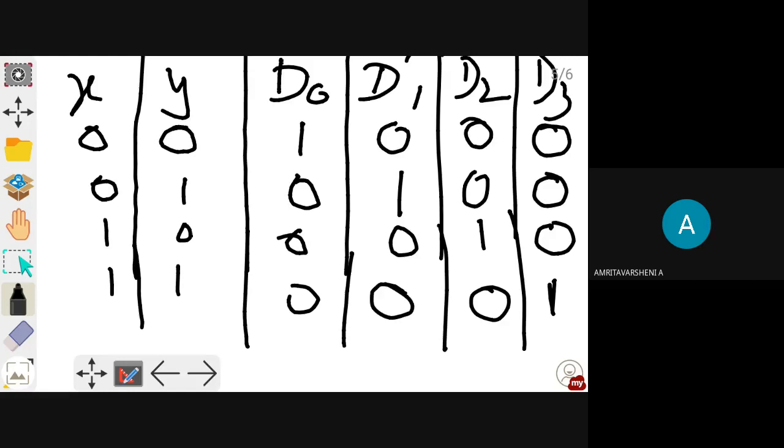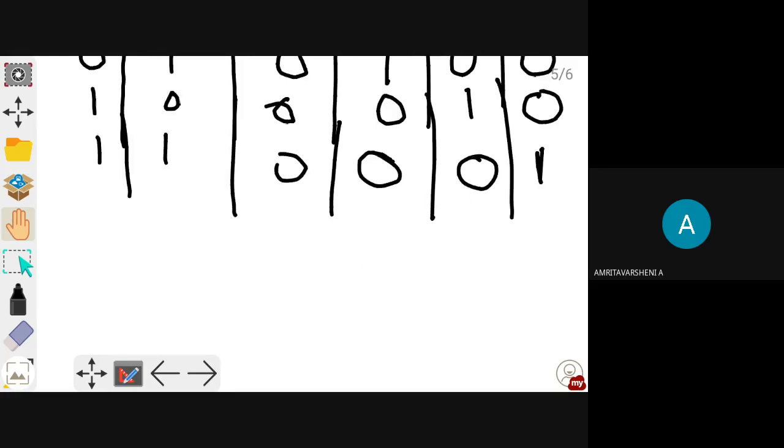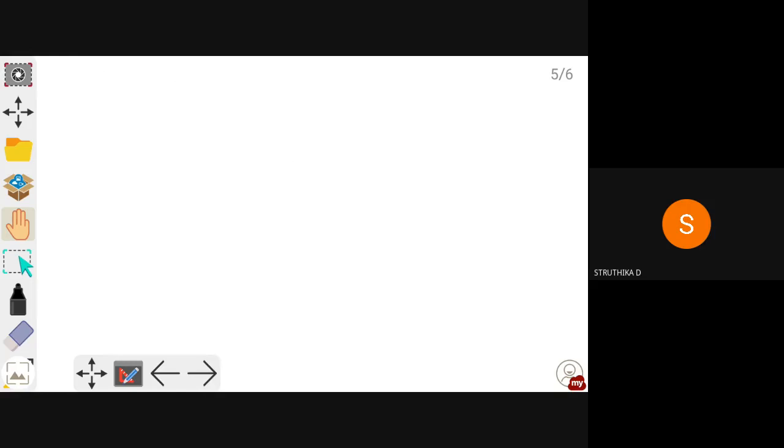So 2 to 4 line means you will have 2 inputs and 4 outputs. That is, it will be generating 4 minterms. Only the output corresponding to that minterm will be 1, and the rest will be 0. Is the truth table clear? Yes, ma'am.